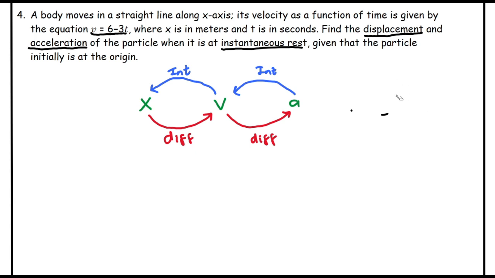So, since we have two parts in this question, we've been given a velocity equation, which is 6 minus 3t. We've been asked to get the displacement and the acceleration. So using the velocity equation, we integrate to get the displacement equation, and then we'll also differentiate to get the acceleration equation.